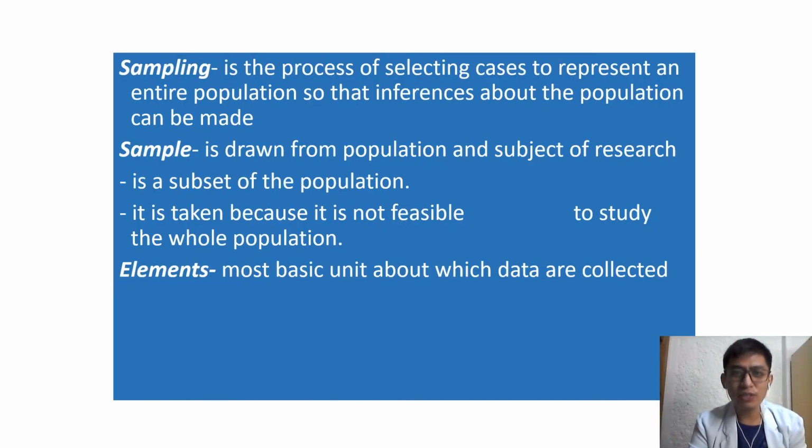Sampling is a process of selecting cases to represent an entire population so that inferences about the population can be made. A sample is drawn from the population and is the subject of research; it is a subset of the population. It's taken because it's not feasible to study the whole population. And elements are the most basic unit about which data are collected.